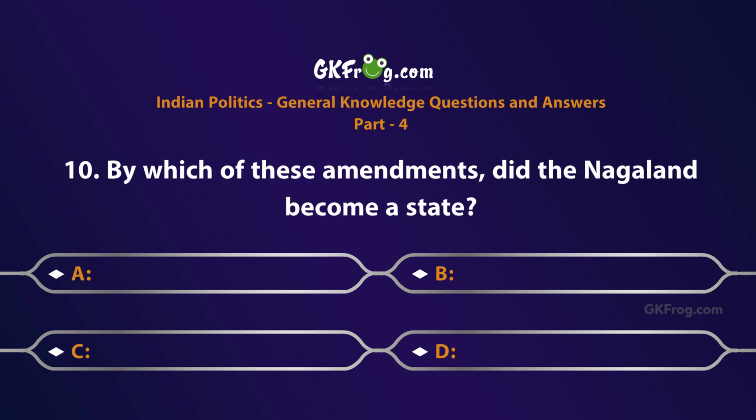By which of these amendments did Nagaland become a state? A. 11th. B. 12th. C. 13th. D. 14th. Correct answer is C. 13th.